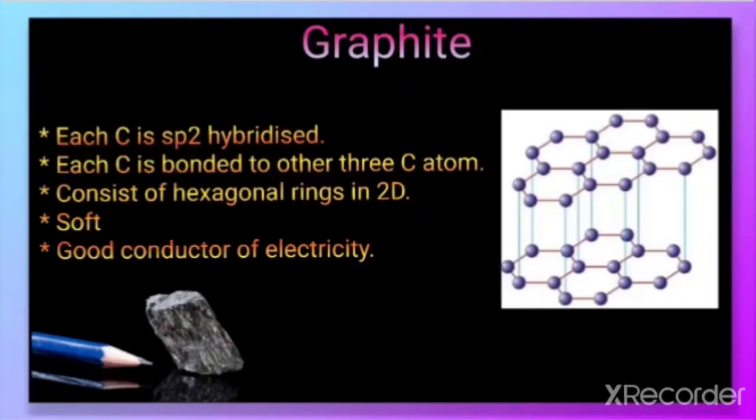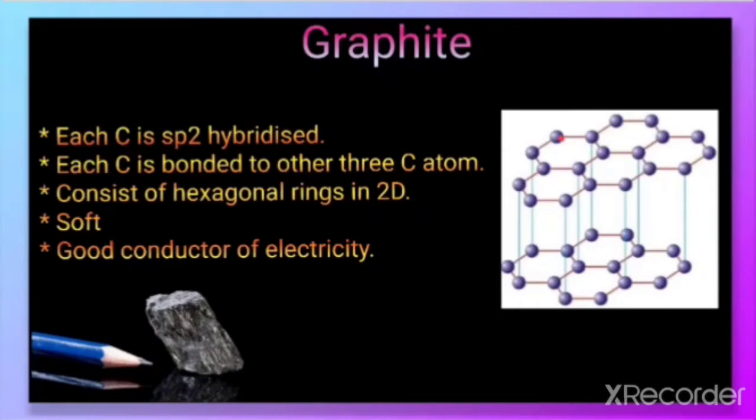The graphite has a layered structure. The layers are held by van der Waals forces and the distance between the two layers is 340 pm. Each layer is composed of planar hexagonal rings. As you can see here, each layer is composed of hexagonal rings of carbon atoms. Each carbon atom in this is sp2 hybridized.